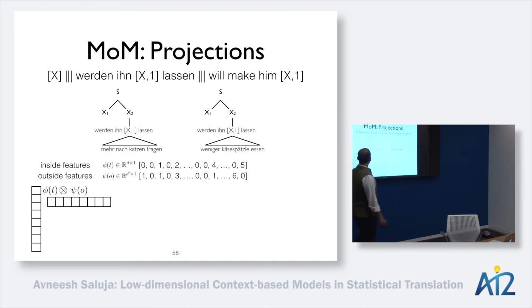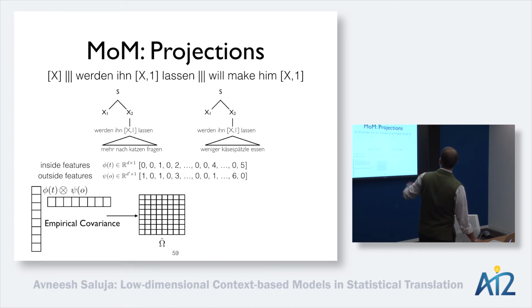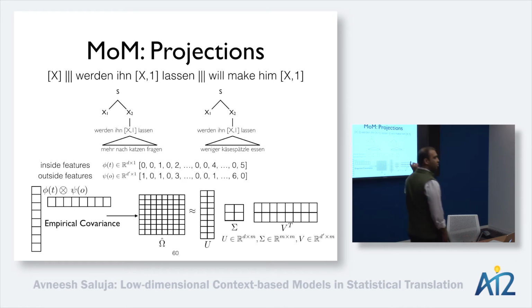Then we can compute inside and outside features. For this particular rule, I'm going to look at features on the inside trees, and I'll give more information about these features later; there might be lexical indicators and so on. I'm going to look at outside features, so features of the outside tree. I'm then going to compute the covariance of these features, to see how they covary with each other, and then compute a singular value decomposition of them. That's the basic projection we're doing: we're trying to project translation rules, like werden ihn x1 lassen, that have been expressed in terms of inside and outside features.